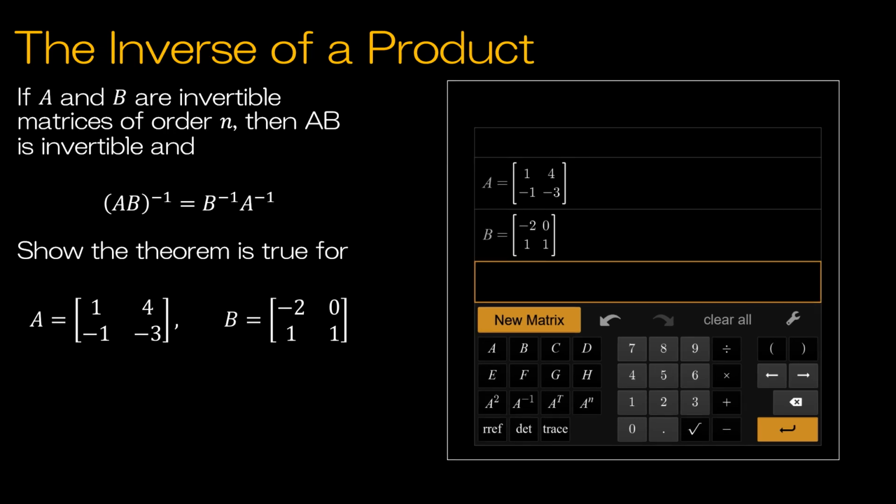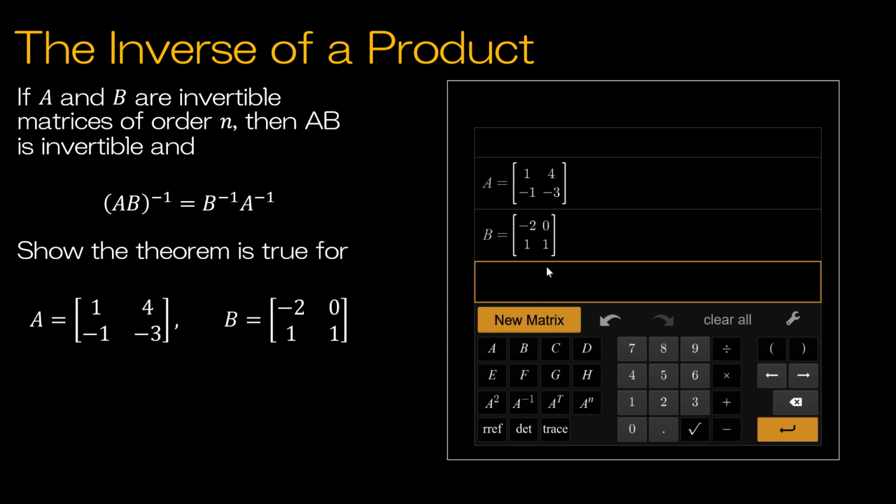Let's take a look at the inverse of a product. So if A and B are, again, invertible matrices of order n, again, they're square, then AB is invertible. And if you take AB and find the inverse, it's the same as taking B inverse times A inverse. So this is very important. I want you to notice that the order has changed. We already talked about matrix multiplication not being commutative. You can't just switch the order, but when you are taking the inverse, you have to take the inverse of the opposite order.